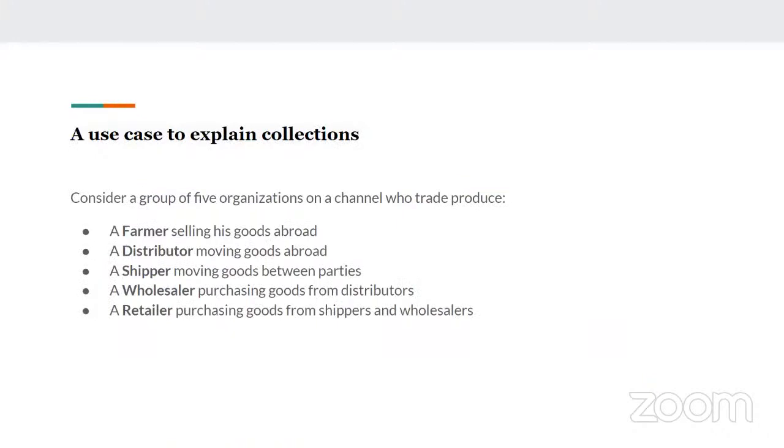Now let us understand this use case. Suppose there is a group of 5 organizations on a channel who trade produce. There is a farmer who is selling his goods abroad. There is a distributor who helps the farmer in moving the goods. There is a shipper who helps the distributor ship those goods. There is a wholesaler who purchases the goods from the distributor, and there is a retailer who buys from the wholesaler. All these entities are connected to each other.